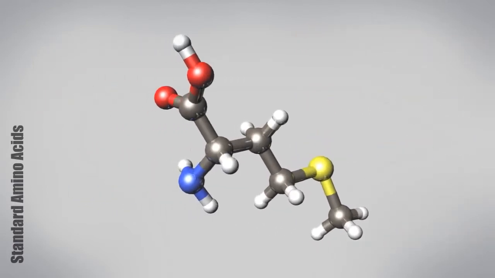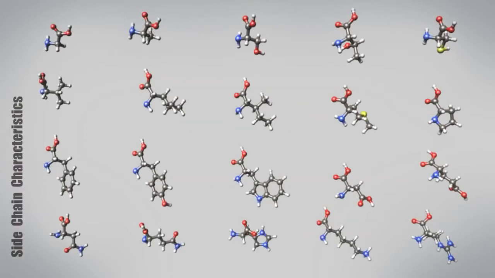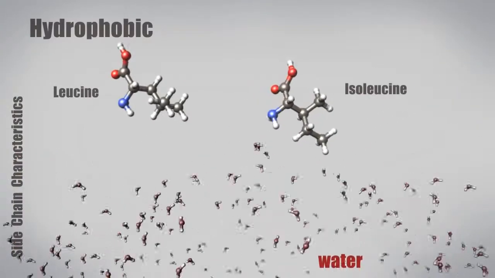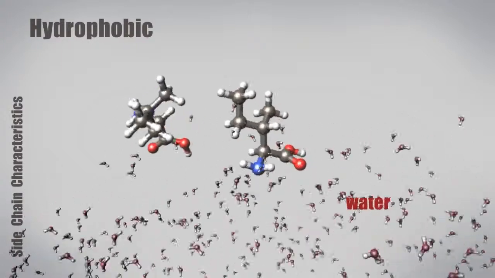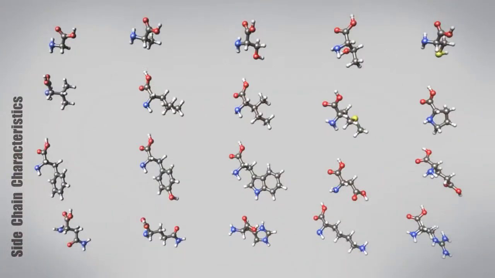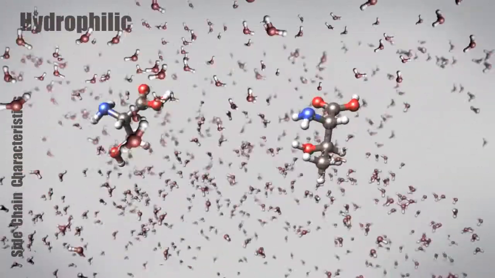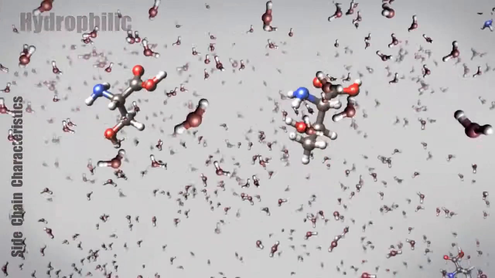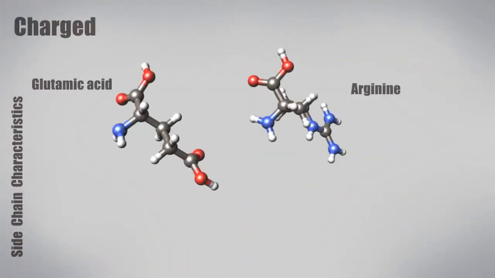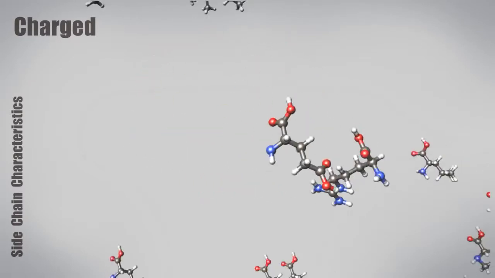These atoms form an amino group, a carboxyl group, and a side chain attached to a central carbon atom. The side chain is the only part that varies from amino acid to amino acid and determines its property. Hydrophobic amino acids, such as leucine and isoleucine, have carbon-rich side chains, which don't interact well with water. Hydrophilic amino acids, such as serine or threonine, interact well with water. Charged amino acids like glutamic acid or arginine interact with oppositely charged amino acids or with water.